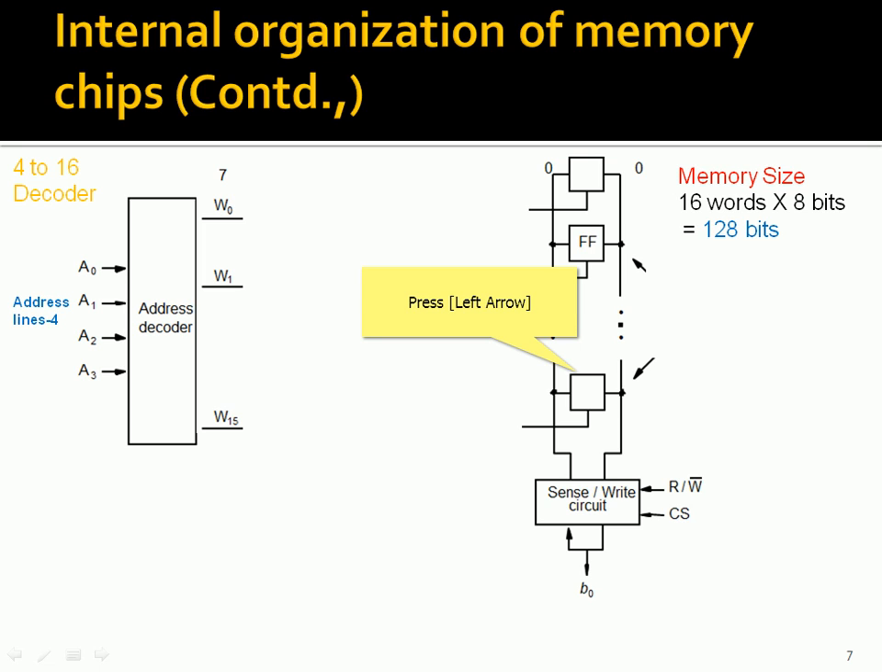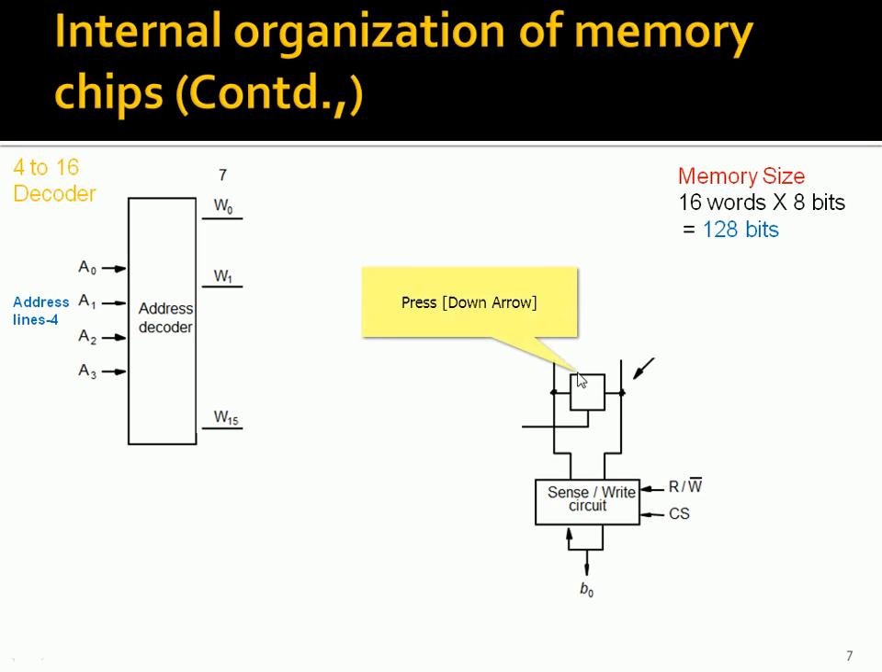Memory cell 0, 1, 2 and so on, up to 15. So 16 memory cells are organized for bit 0. At any given time, only one flip-flop or cell may send or receive data to the outside world. So this is the first column.